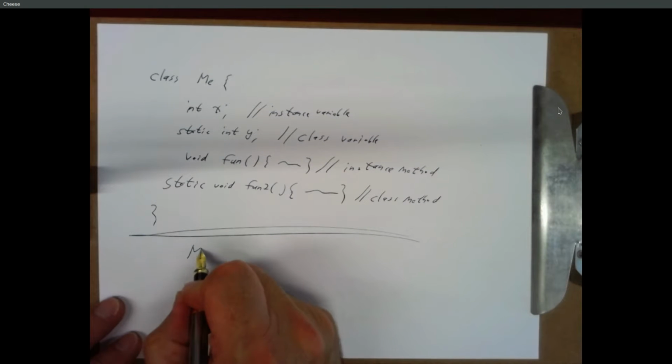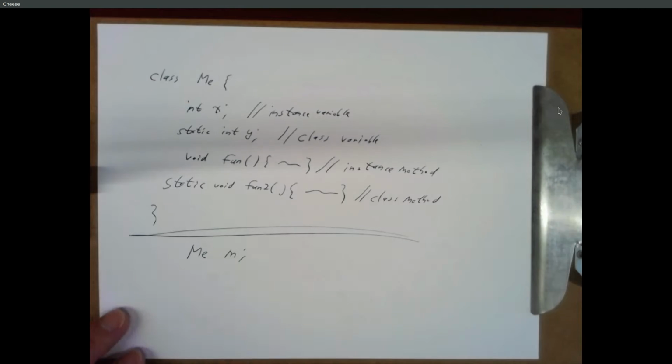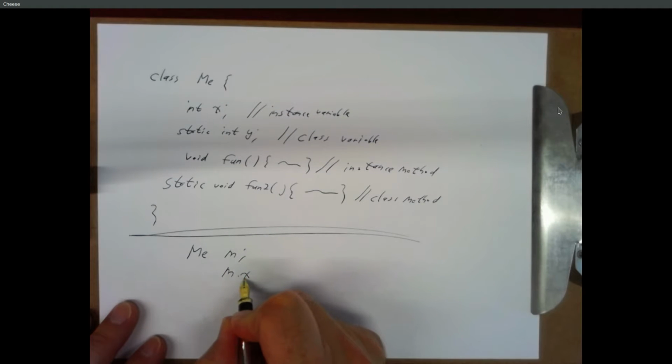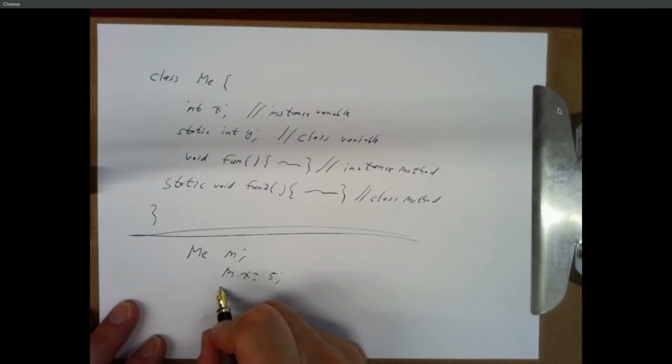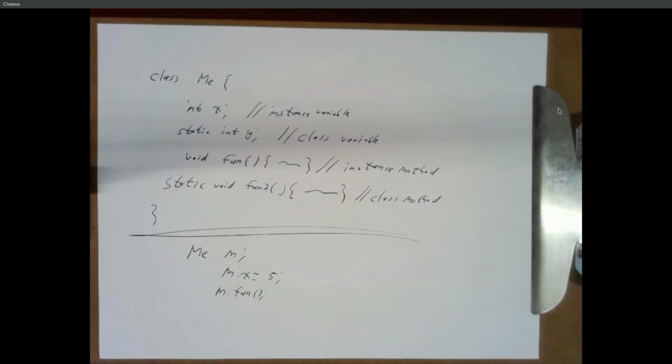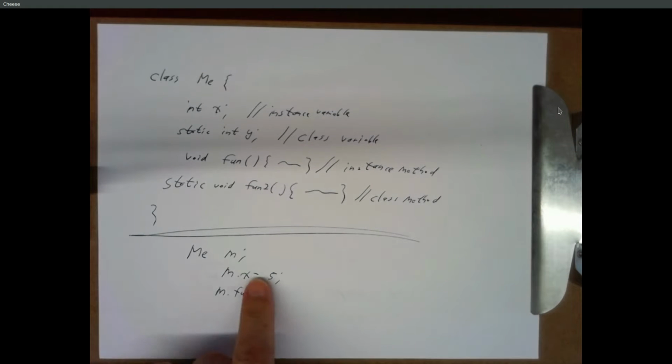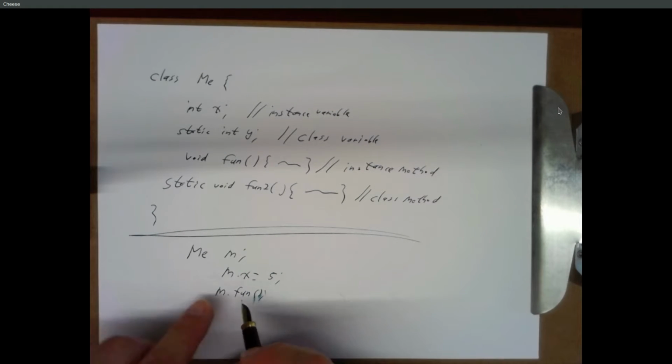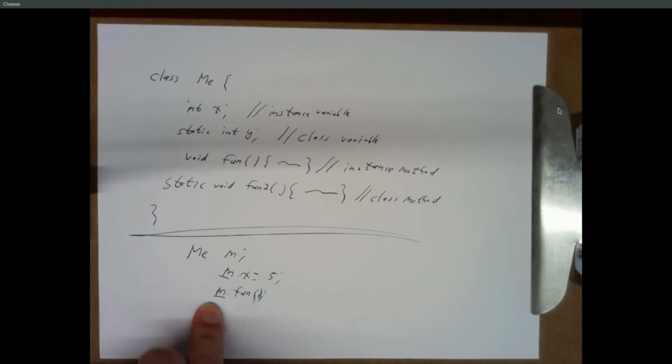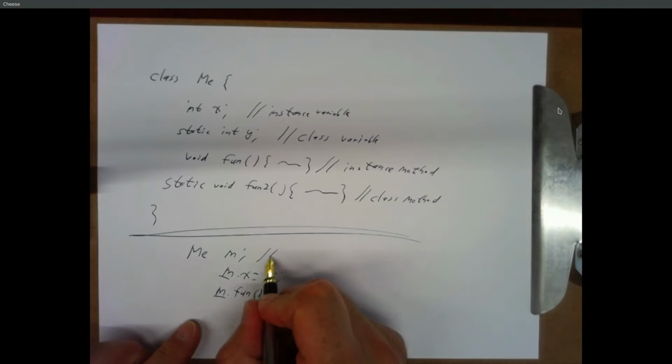So if we say m is an object of type me, right, we can say m.x equals 5. We can say let's run m.fun. Those are all perfectly valid. These things, x and fun, are being accessed as part of an instance of this class me, right? So m is an instance.